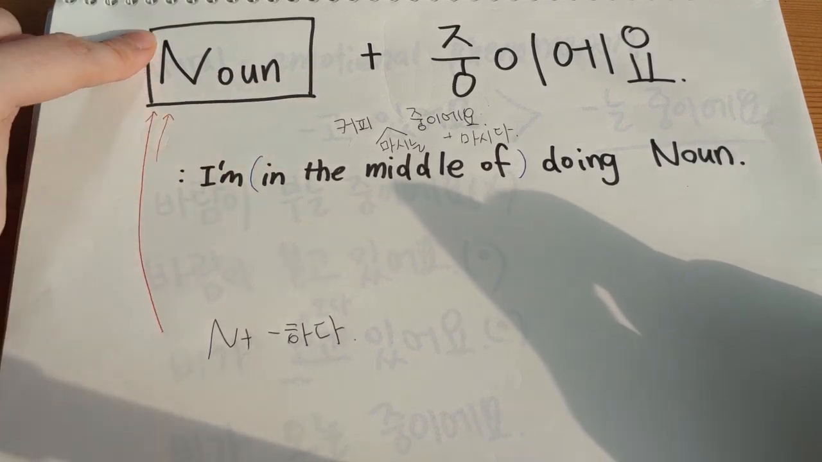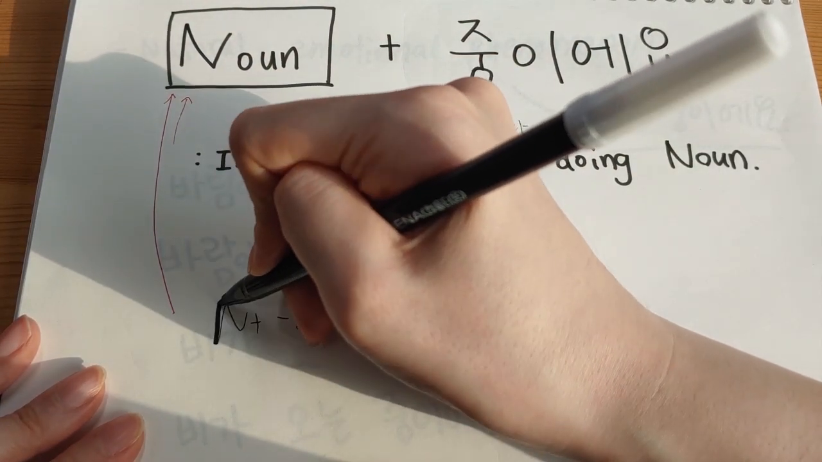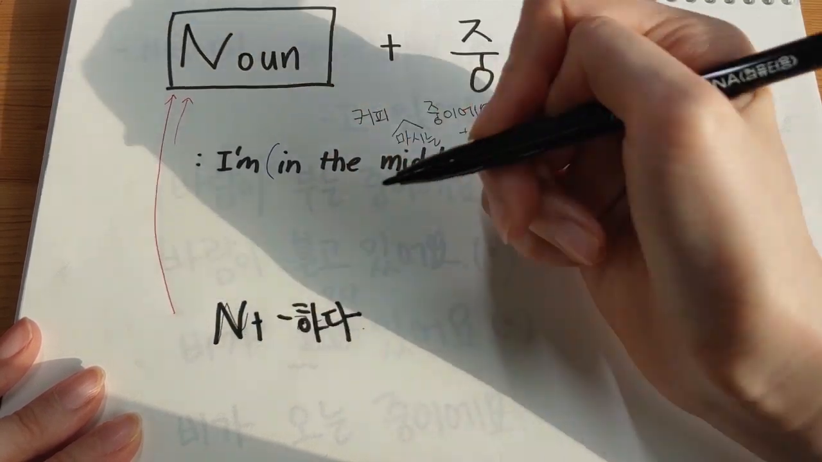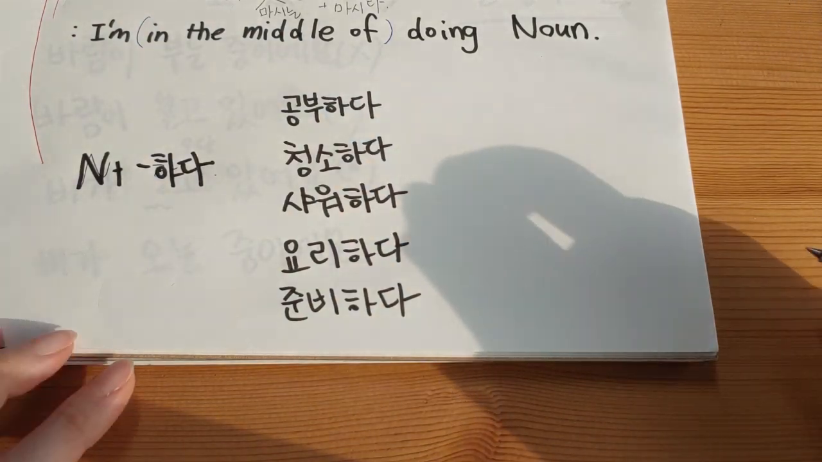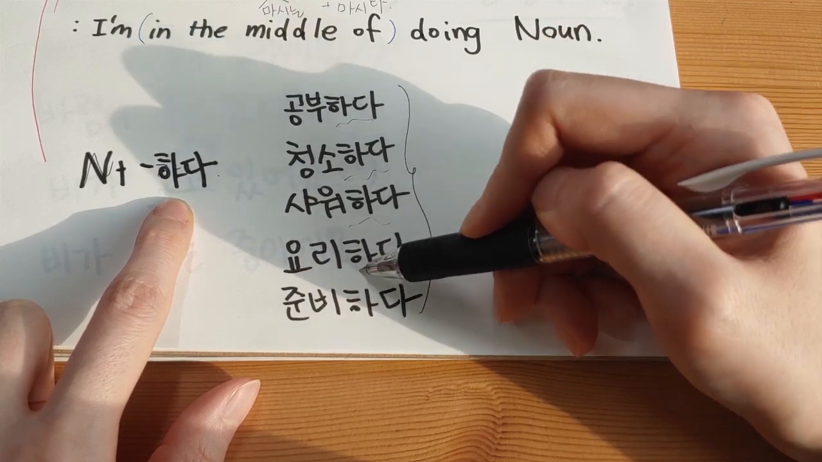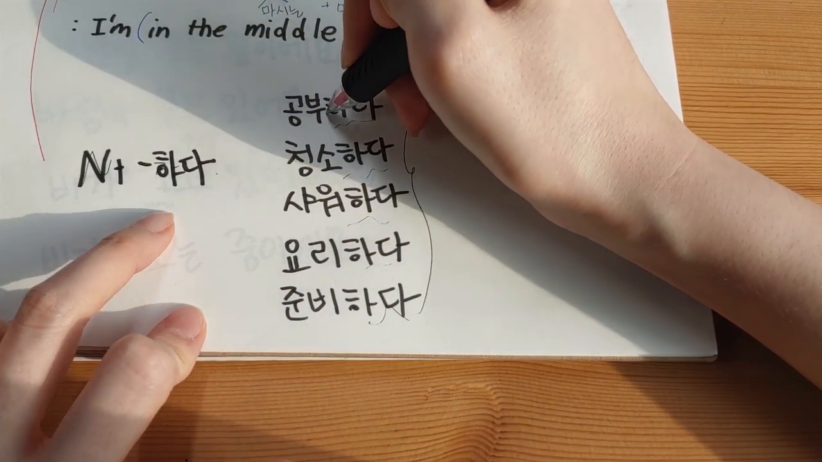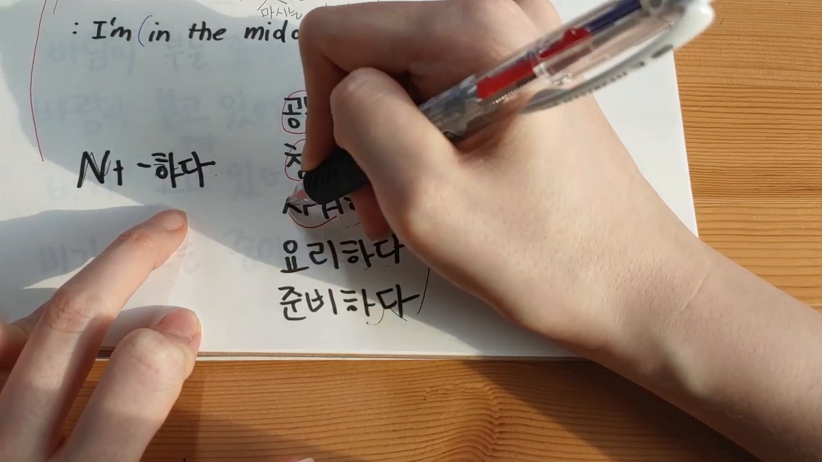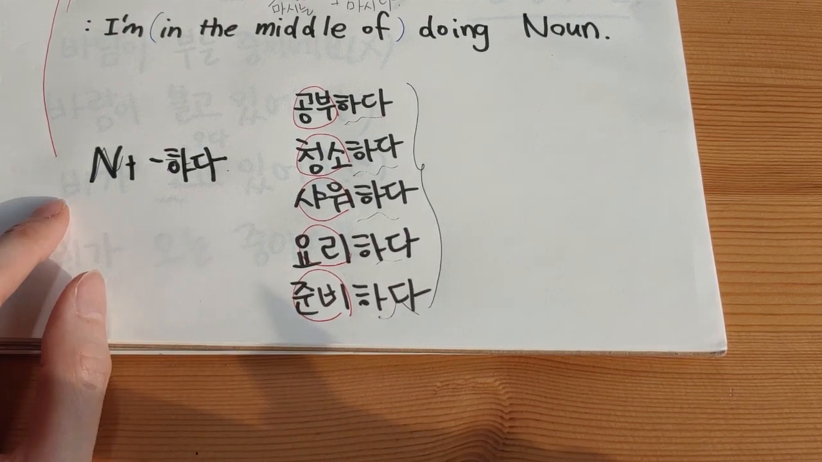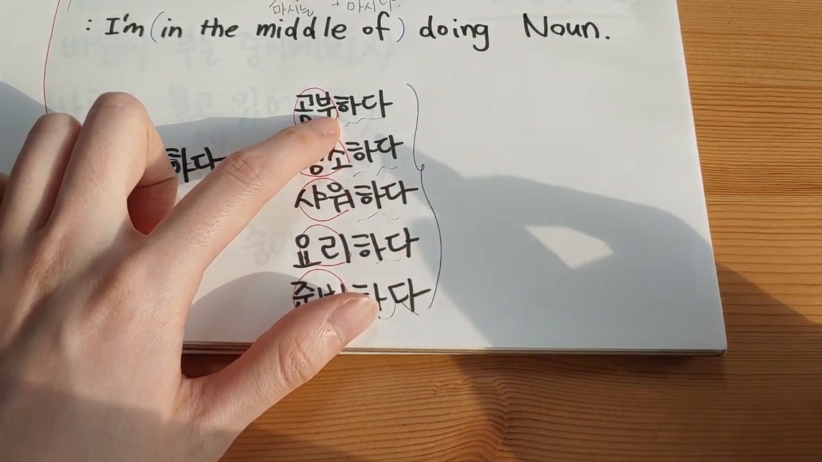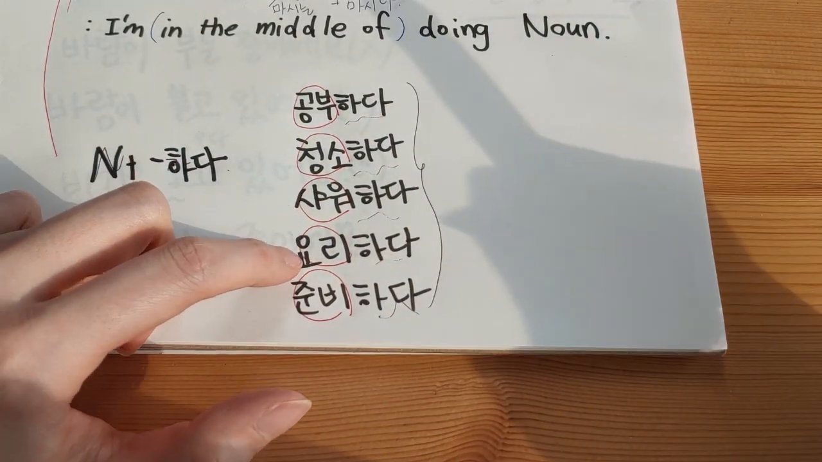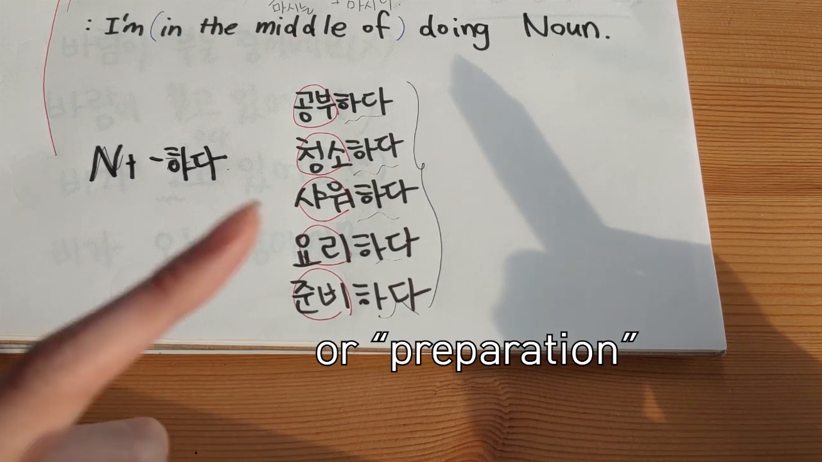So the nouns that can be used here are usually the nouns that are combined with 하다 when made into a verb. So in this lesson, we learned these 5 verbs that are combined with 하다 at the end, right? And you can see 공부, 청소, 샤워, 요리, 준비. They can be used on their own as a noun. So 공부 is a noun that means study, 청소, cleaning, 샤워, shower, 요리, cooking, and 준비, preparing.